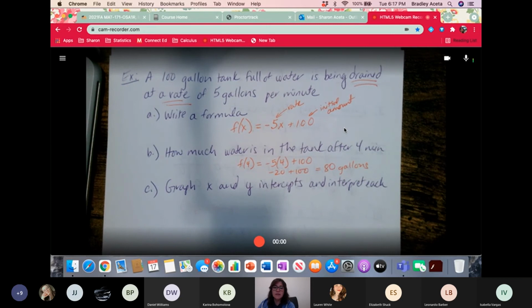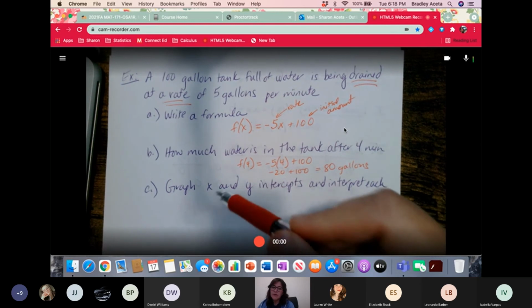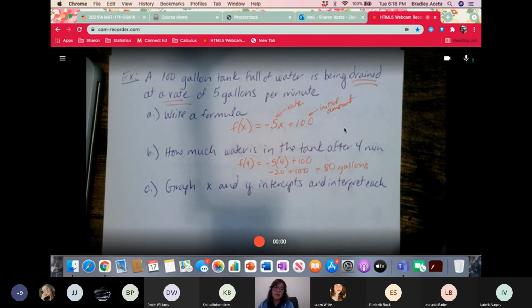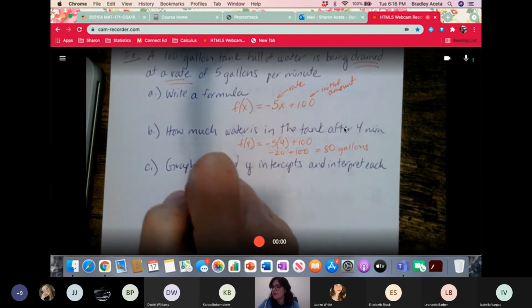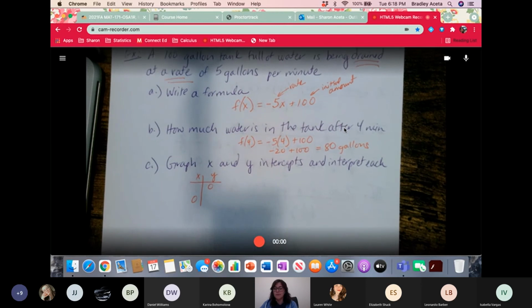So after 4 minutes, this tank is now down to 80 gallons of water because it's going at a rate of 5 gallons per minute. Now we want to graph the X and Y intercepts and we want to interpret them. So again, there's this little chart that I did on the other page. I put a 0 here, I put a 0 here.